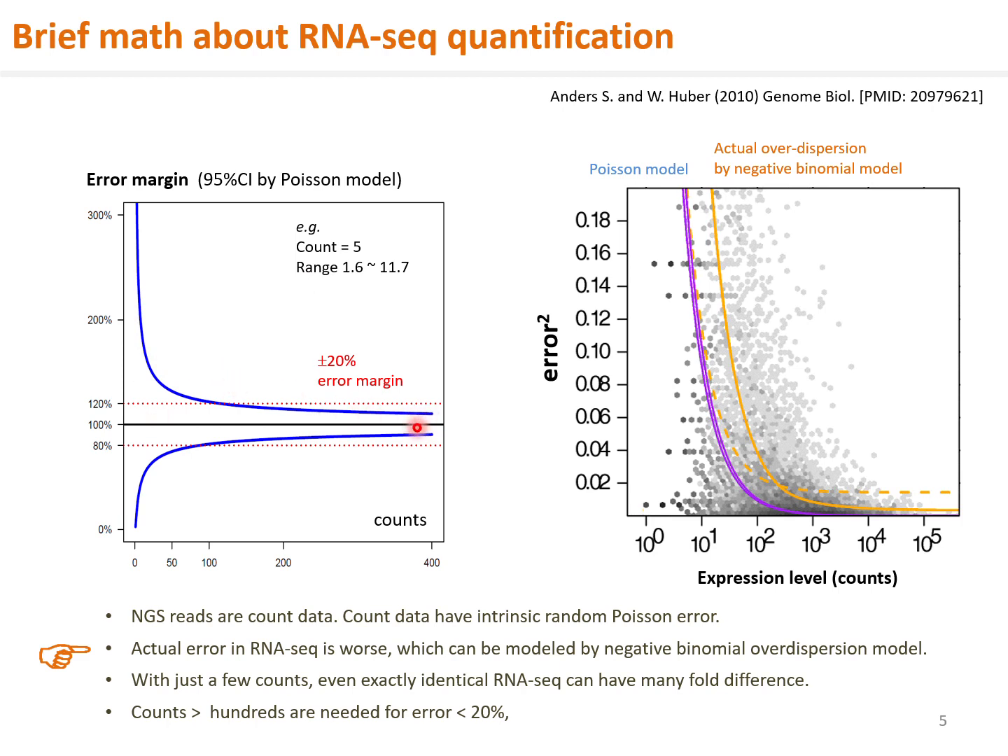In real-life RNA sequencing, the actual error is even much worse than the theoretical Poisson model, which is known as overdispersion, as shown in the orange curve. This overdispersion is better fitted by a negative binomial model, which can adjust the Poisson curve, the blue curve, by a shape factor. The point is, with just a few read counts for a gene, even exactly identical RNA sequencing runs can have manifold difference just by random error. You need hundreds of counts for an error less than 20%. This is the principle behind limit of detection (LOD) to detect the presence of a sequence, and limit of quantification (LOQ) to quantify the amount of the sequence.